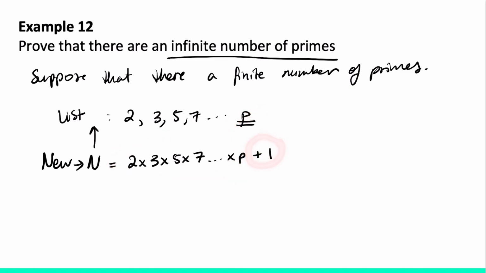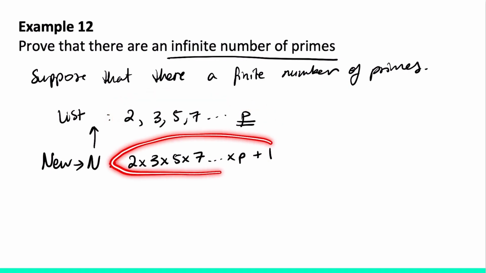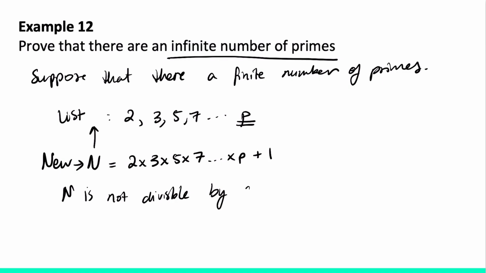But because I added 1, there is no number in this list that is actually a factor of this particular number. There's no number here that can possibly fit into this without giving me a factor of 0. So it's always going to leave a remainder of 1. So n is not divisible by any of the primes.